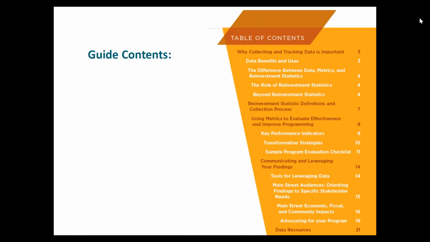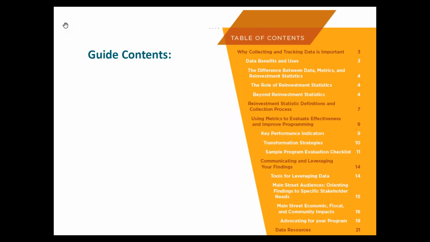So in terms of the contents of the report, there's 5 sections. The first is setting the stage: why are we collecting data, and what is this data that we're collecting through reinvestment statistics? Secondly is the section on how we define these metrics and what are the best processes for collecting this information. Third is all about using metrics to evaluate effectiveness and improve programs.